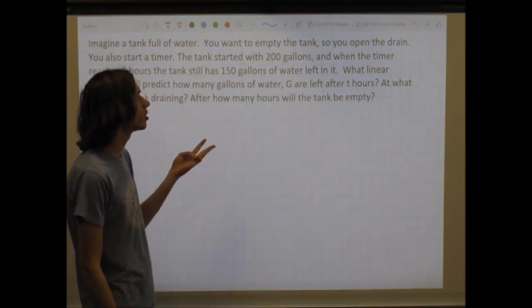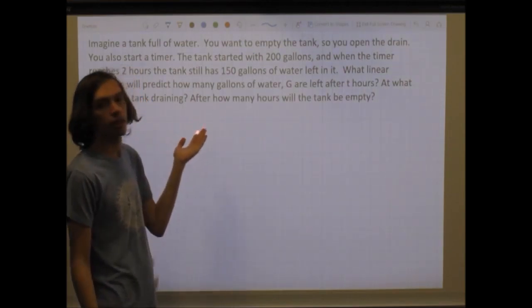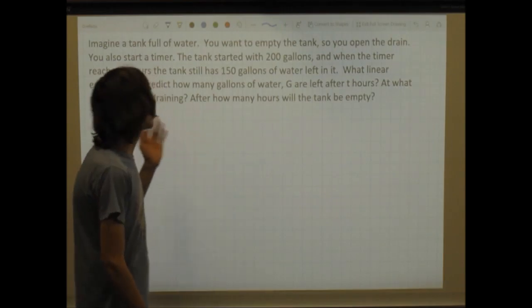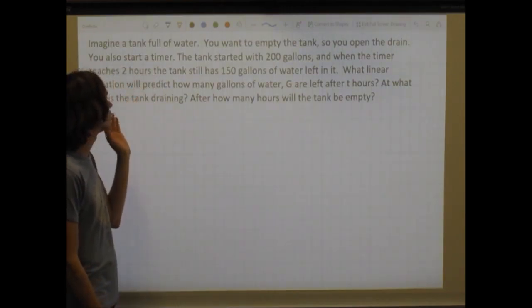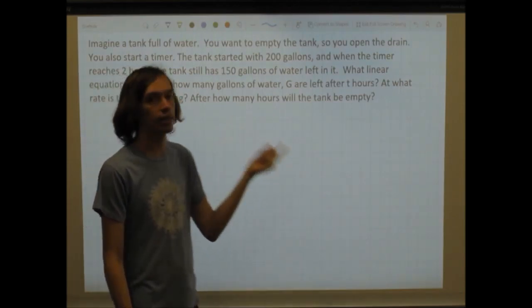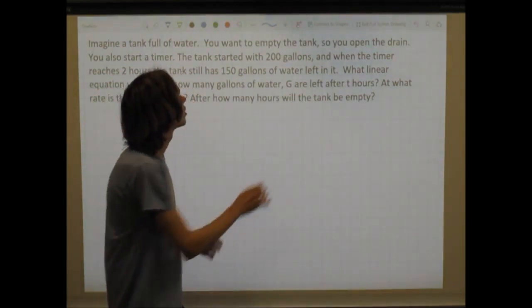So they've got 3 questions here. They want an equation that tells us how fast this tank is draining, a linear equation. They want to know the rate at which the tank is draining, and they want to know when the tank would be empty. Okay, so let's give this one a try.